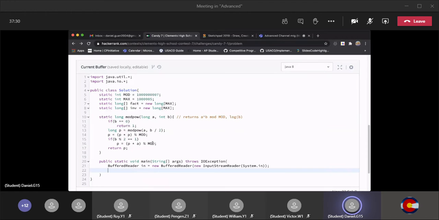And we use that to calculate the inverse. So I'll first deal with calculating these two arrays. Factorial 0 equals 1, and the inverse of that is just 1. And then we calculate it for the rest of the indices.